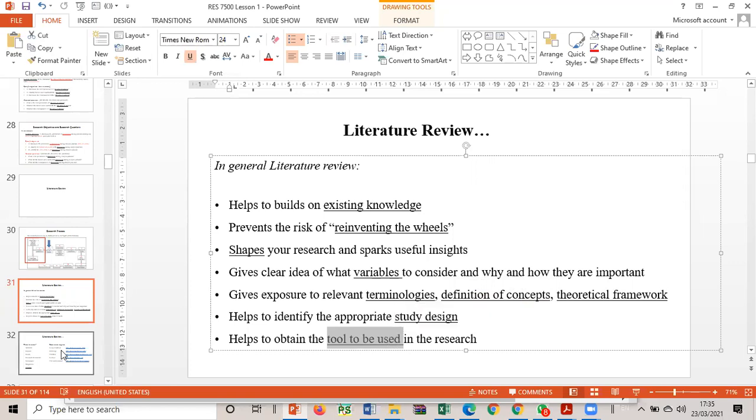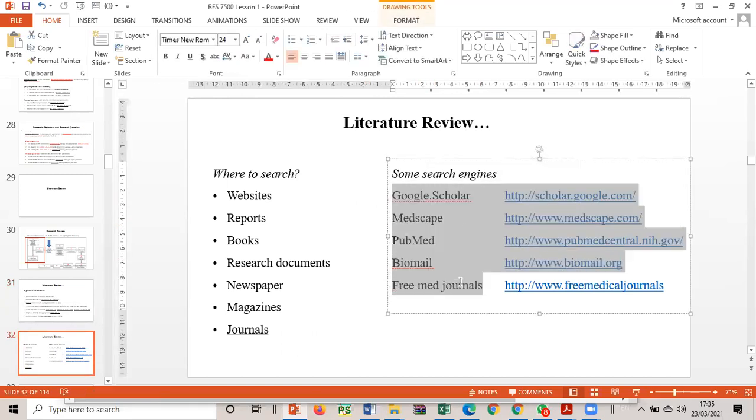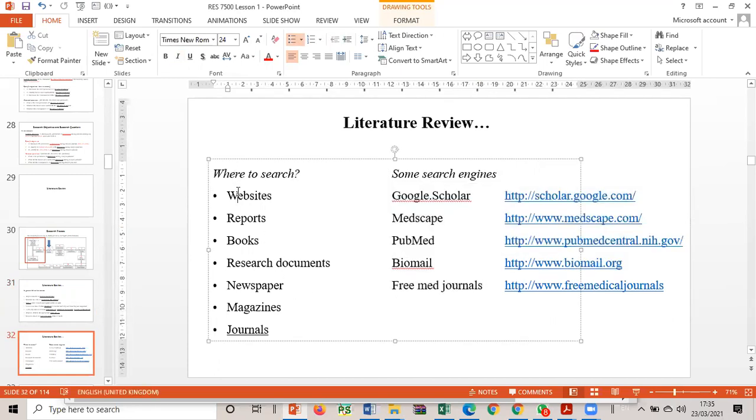So these are things. Okay, where to search? Search wherever you like to search. So these are the common search engines. Where to search? So of course you can search anywhere, but ultimately for your academic, you need your journals. Okay. Right. There could be other platforms you search.